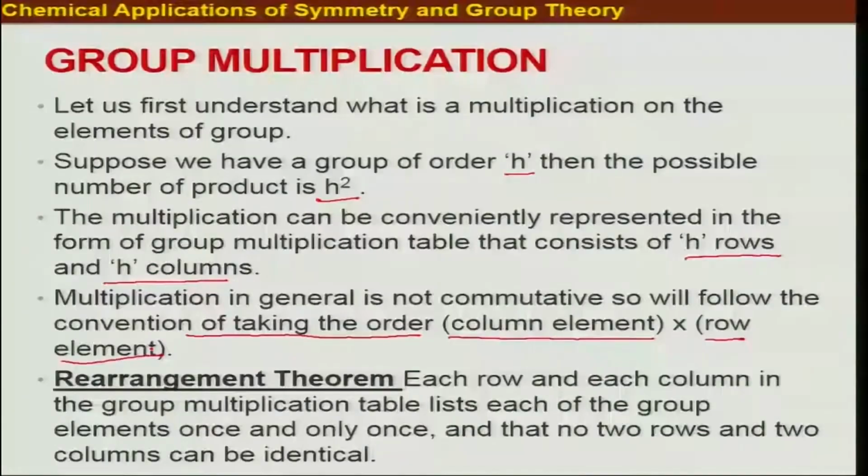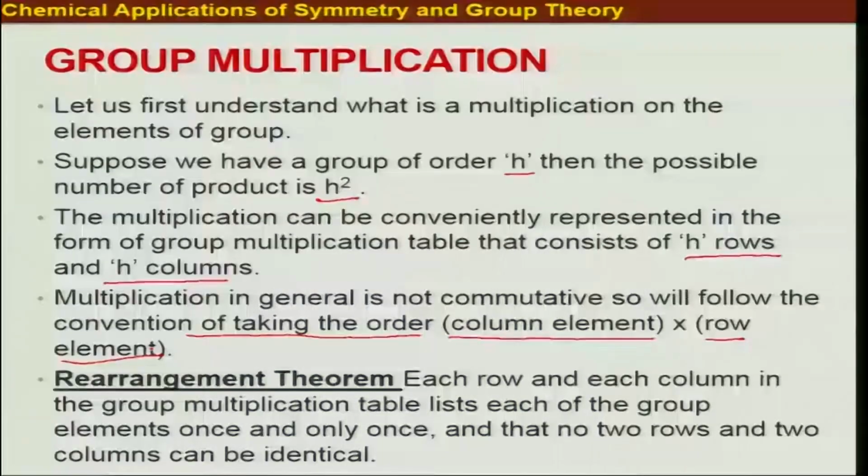Okay. Now at this point, there is one theorem called the rearrangement theorem, which is important in the context of this group multiplication table. So what does this theorem say? It says that each row and each column in the group multiplication table lists each of the group elements once and only once, and that no two rows and no two columns can be identical. Okay. So the proof of this theorem is pretty simple.